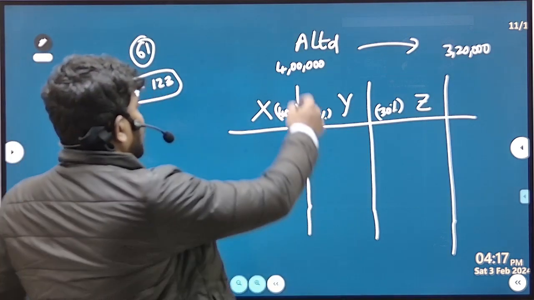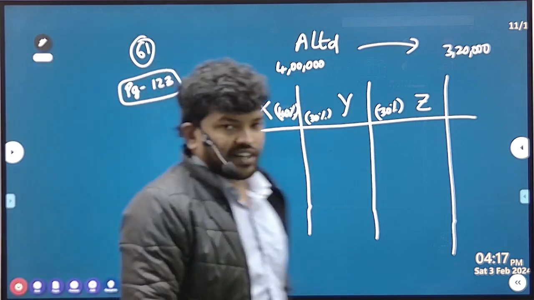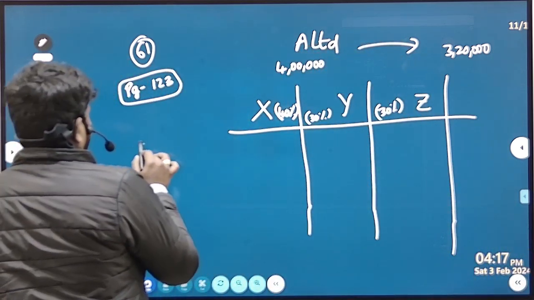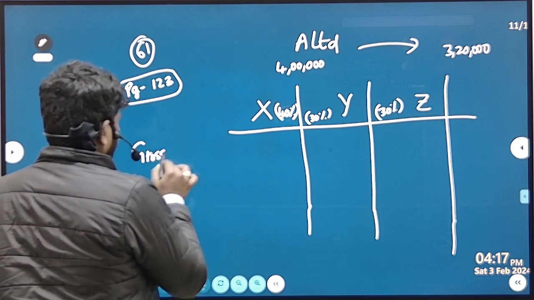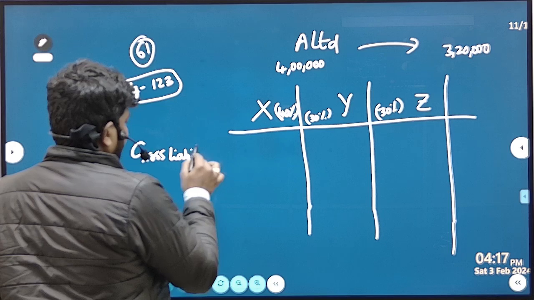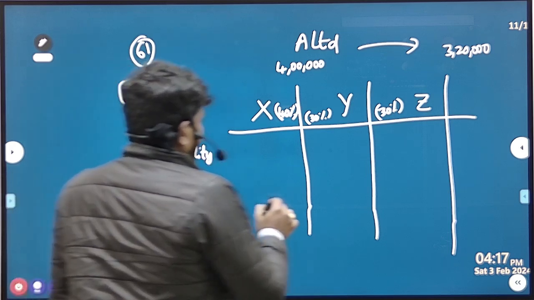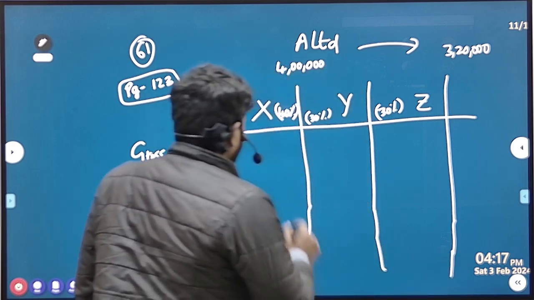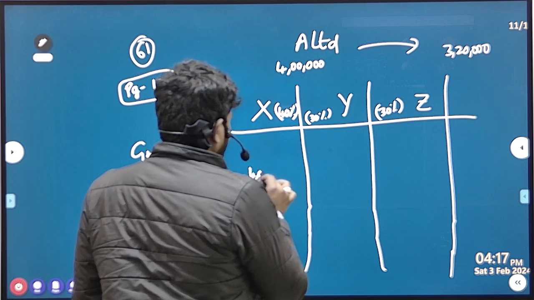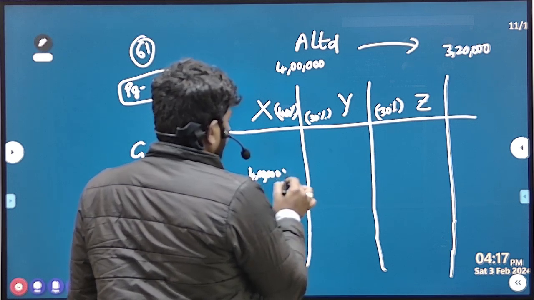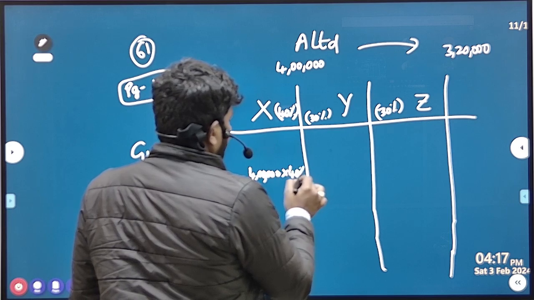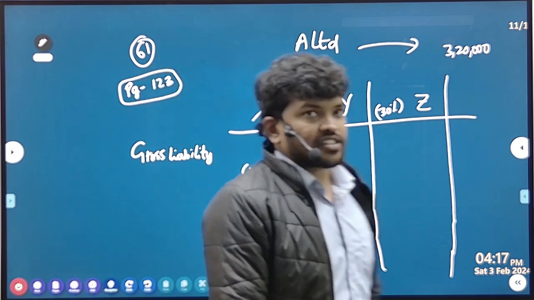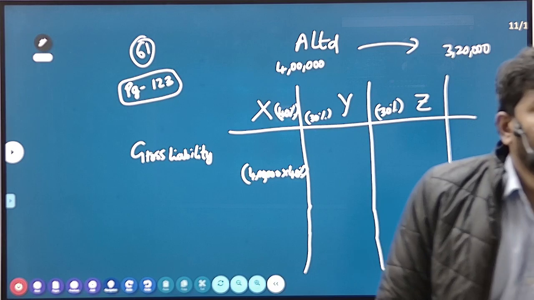Now, what is the total liability of the underwriters? 4 lakh shares. Yes or no? So now, what is the gross liability of each underwriter? What is the gross liability of X? 4 lakhs into 40%. How many number of shares? 4 lakhs into 40%, 1 lakh 60,000.